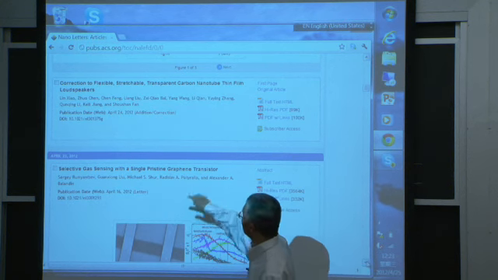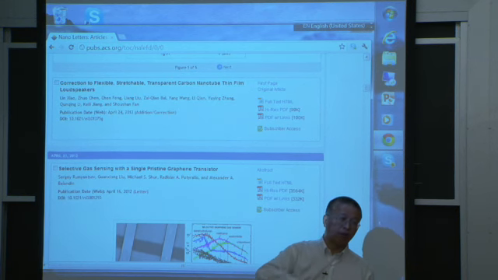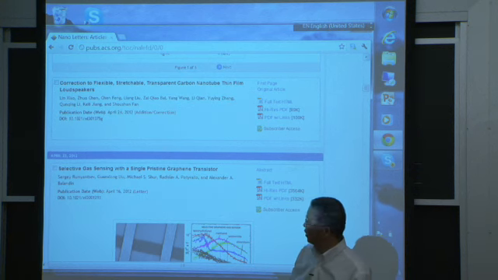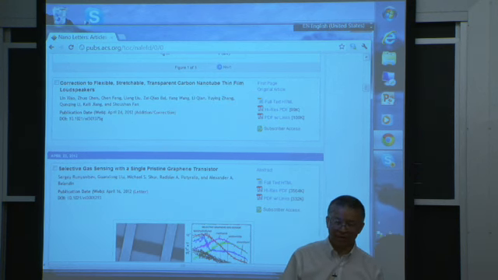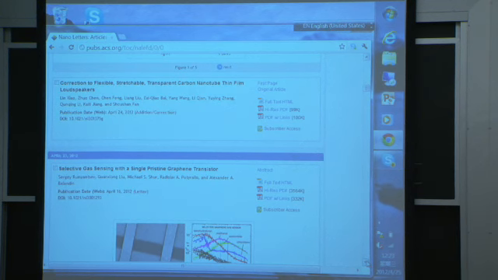Selective gas sensing with single pristine graphene transistor. What's this about? Can anybody guess? So what happens is that when gas attaches to the surface, you will change the charge inside, and you measure that the electric conductivity should change. And then when I look at the title, the question is whether you can tell which gas you're measuring. Right? You put any dirt on top, the conductivity will change. So the question is, can you tell which dirt it is? When people do sensors, you have to be specific.